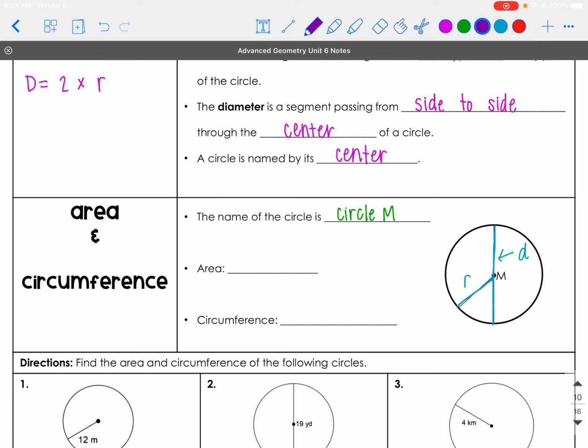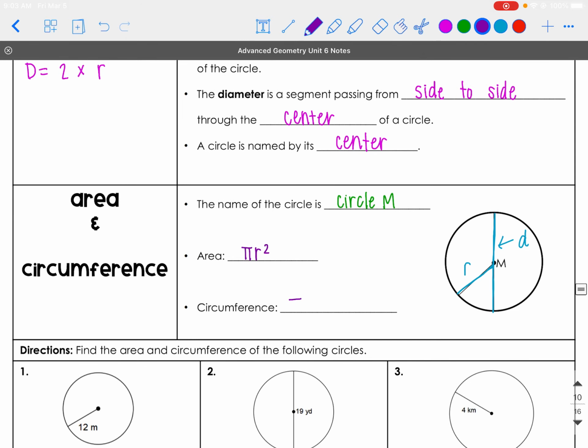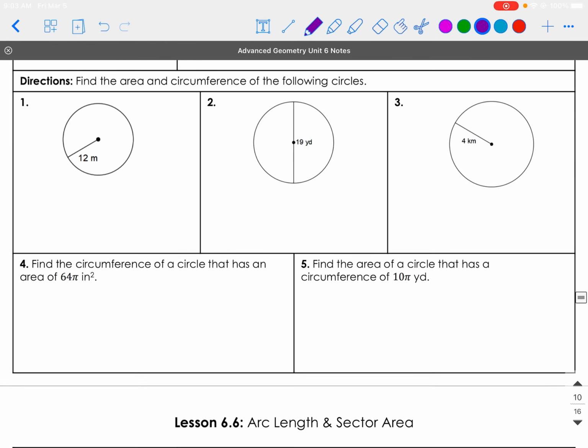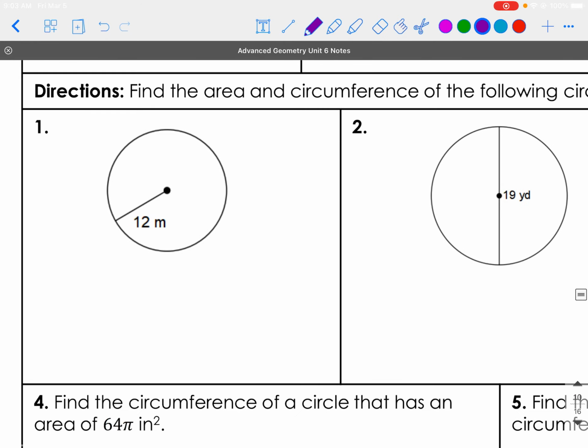To find the area of a circle, it's pi r squared, and the circumference is pi times diameter, or 2 pi r. Either one. So we're going to find the area and circumference of some circles. The first one, we're given the radius of 12, which means the diameter is 24.